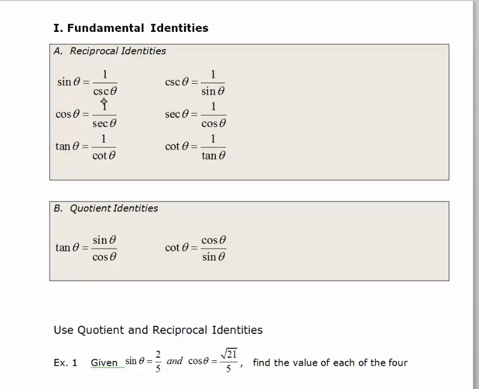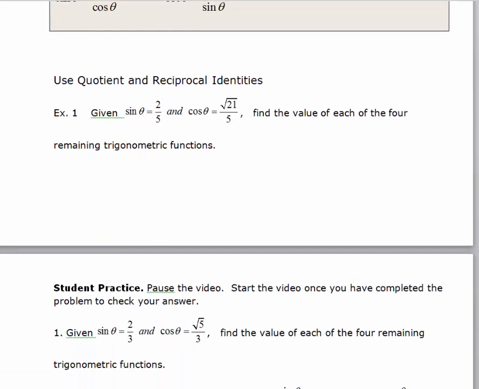Because sine and cosecant are reciprocals of each other, that means that sine is 1 over the cosecant and cosecant is 1 over the sine. Cosine and secant are reciprocals of each other, and tan and cotan are reciprocals of each other. And the quotient identities: the tangent is equal to the sine over the cosine, and since the cotan is the reciprocal of tan, cotan is equal to the cosine over the sine. So let's start with an example.